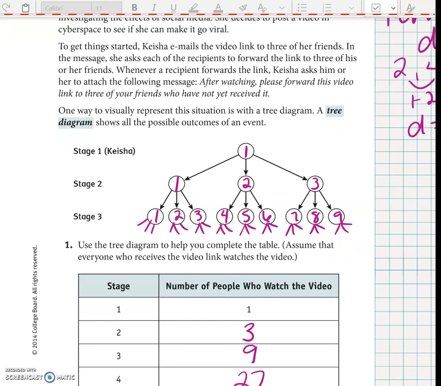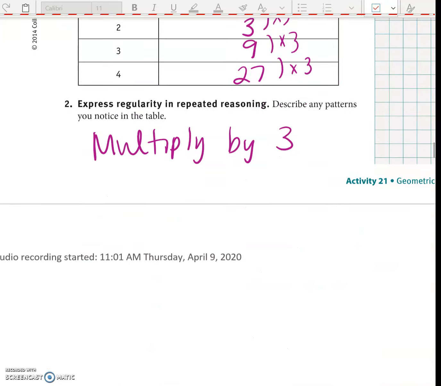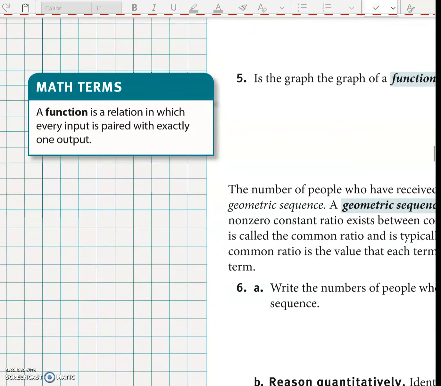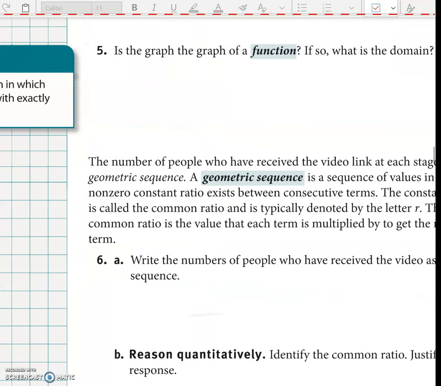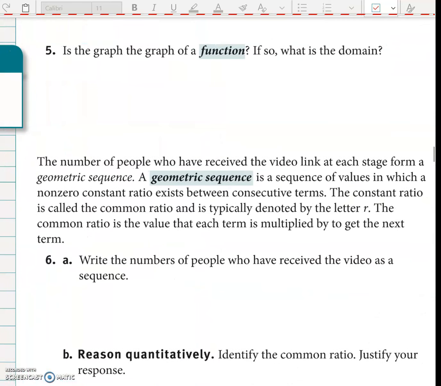Well, if you look at the numbers, you can see a pattern of multiplying by 3. So each stage is getting multiplied by 3 because every person that sees it sends it to 3 of their friends who have not seen it before. So this is the idea behind a geometric sequence. The number of people who receive the video at each stage form a geometric sequence.